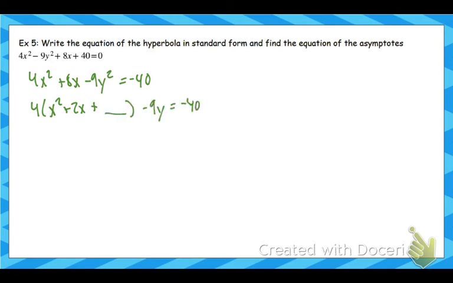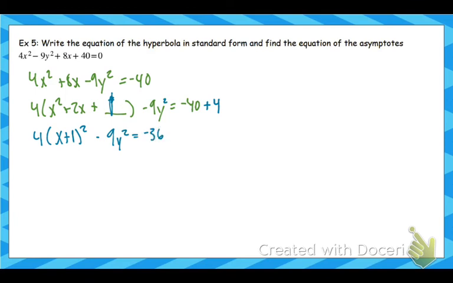To figure out the number that goes in the blank, take the b value, divide it by 2, and square it. I almost wrote 2, it's 1. But again, I didn't actually add 1 to this equation. I added 1 times 4. So what I really need to add over here is 4. So that becomes x plus 1 squared minus 9y squared. I lost my squared there. And that's going to equal negative 36.